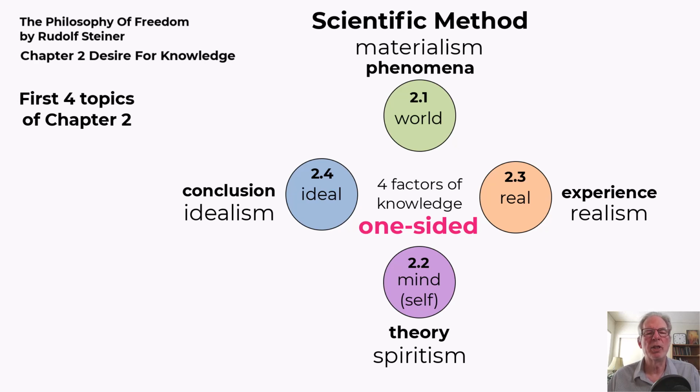To gain knowledge of the true nature of the world, we need to overcome one-sided materialism, spiritualism, realism, and idealism by learning how to use the scientific method. I will go into more detail and show how all 12 chapter topics relate to the scientific method in upcoming videos.